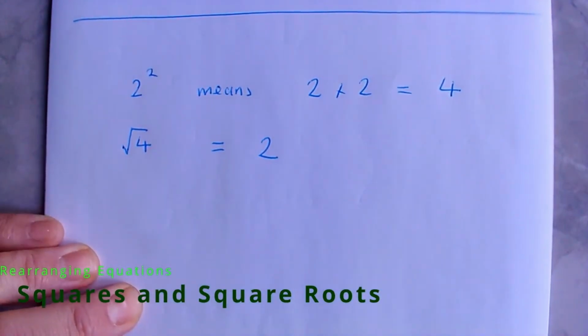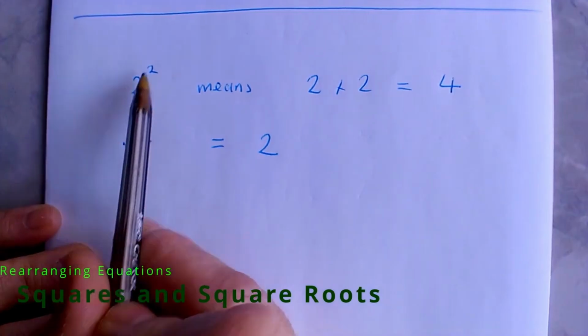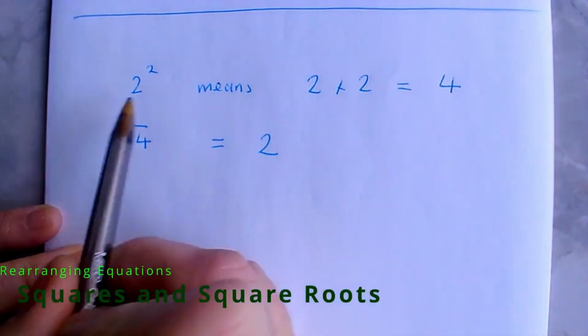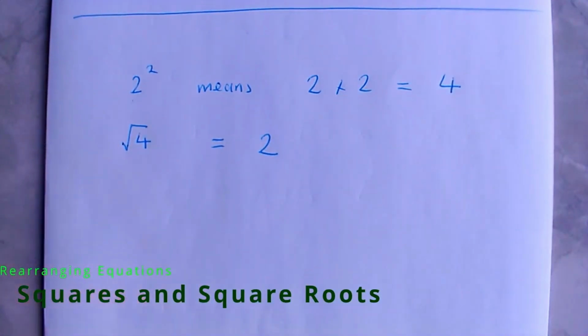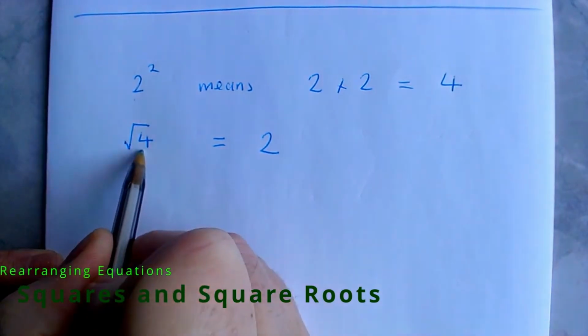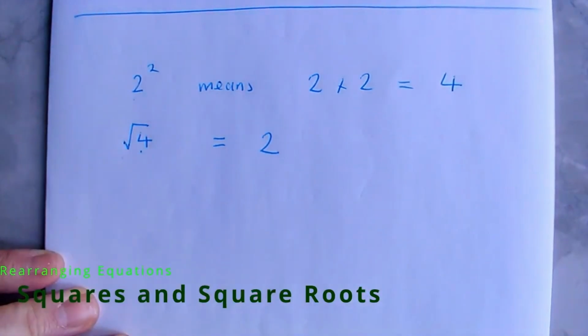So next we're going to look at squares and square roots. So it'd be helpful to understand exactly what squares and square roots mean. So 2 squared is a mathematician's way of saying 2 times 2, which in this case is 4. So when you square a number, you multiply it by itself. The square root of 4, that's a mathematician's way of asking the question, what number multiplied by itself is equal to 4, which in this case is 2.